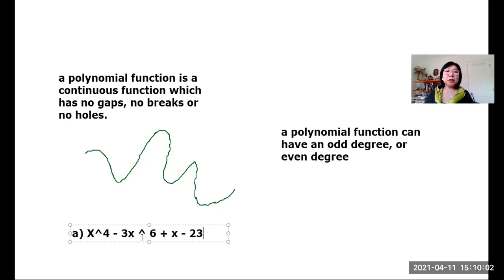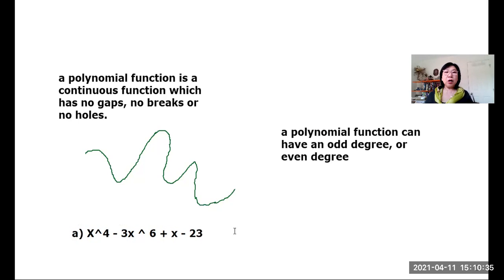Now, the highest degree of this function is 6. So we care about the x to the power 6. We don't care about x to the power 4. So that's what we mean by the degree in the function, right? So this is an even degree because we have power 4, power 6, and also power 1. However, we care about the power 6. So when we're talking about the degree, usually we talk about the highest degree of the polynomial function.